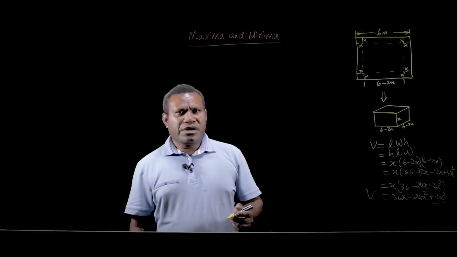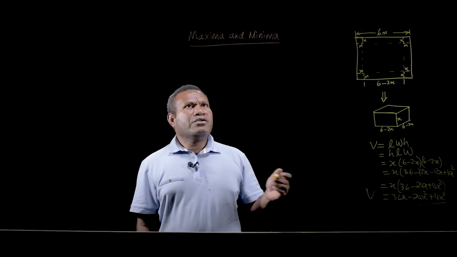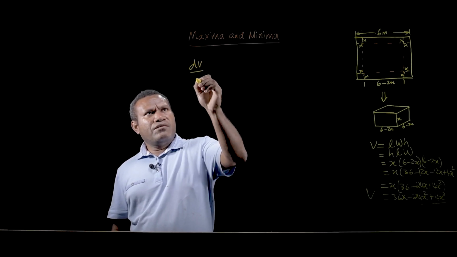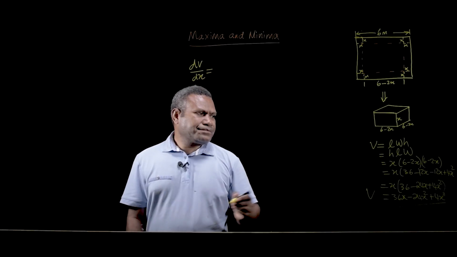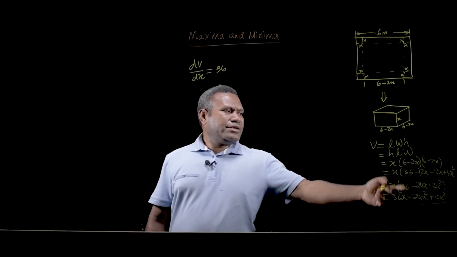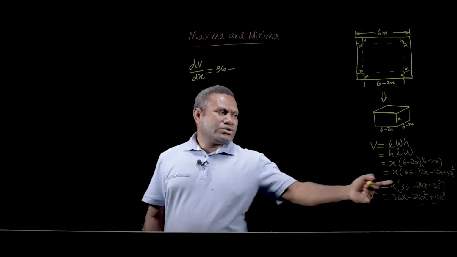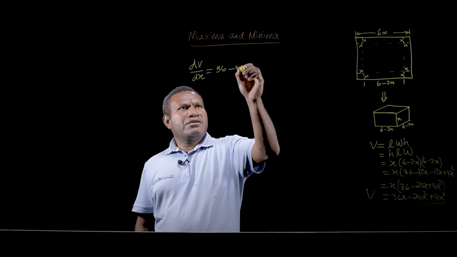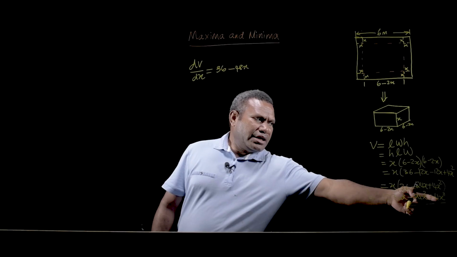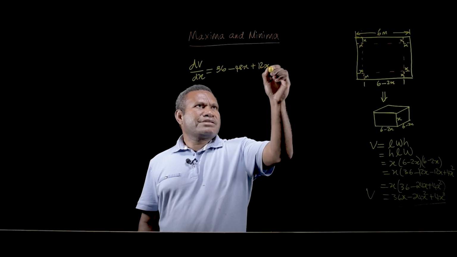Now, in order to determine the maximum or minimum volume, we have to take the derivative of this function. So dV over dx will be equal to 36, then the derivative of this part, we are applying the rule for differentiation, bringing the 2 in front. So 2 times negative 24 is minus 48x, then we subtract 1 from the power, and it becomes 1. Then taking the derivative of 4x cubed, we get 12x squared.